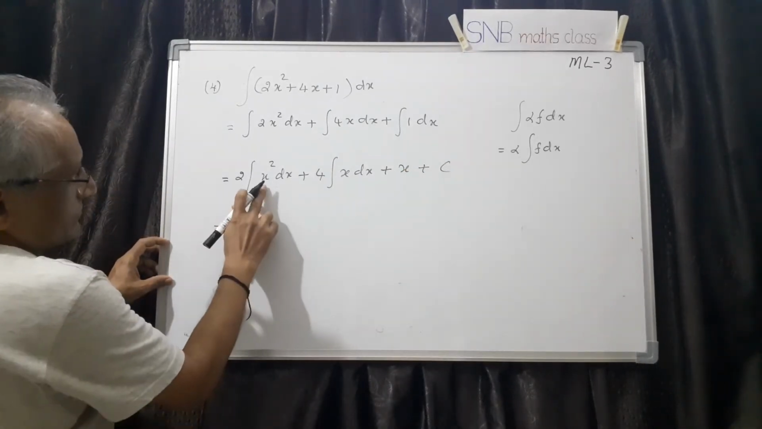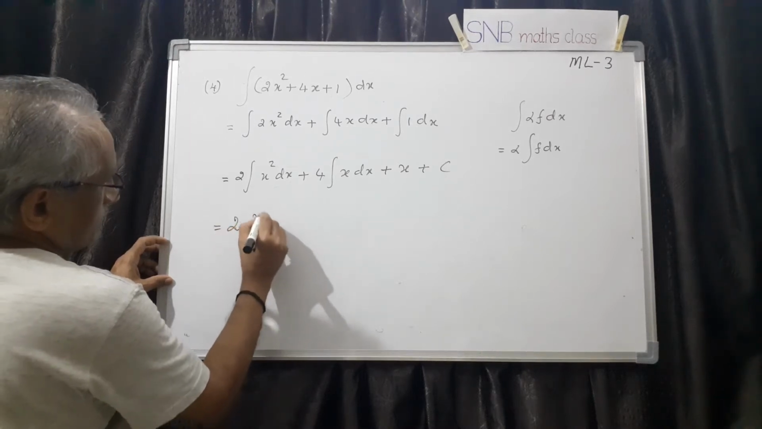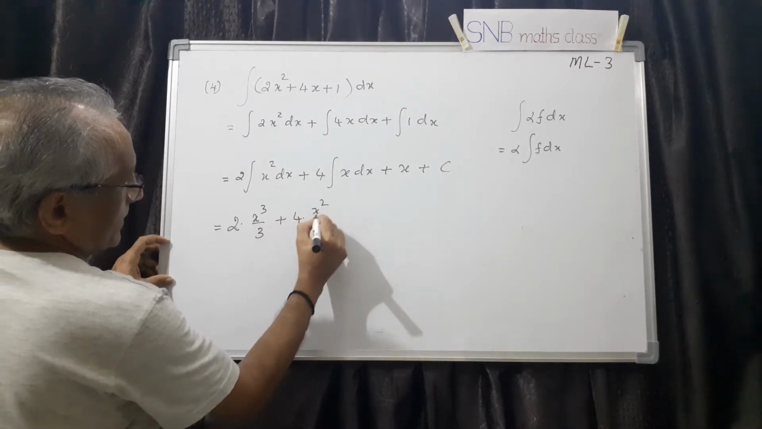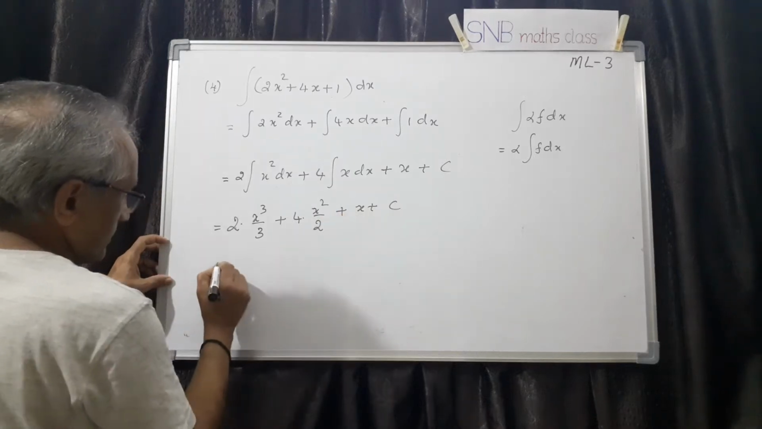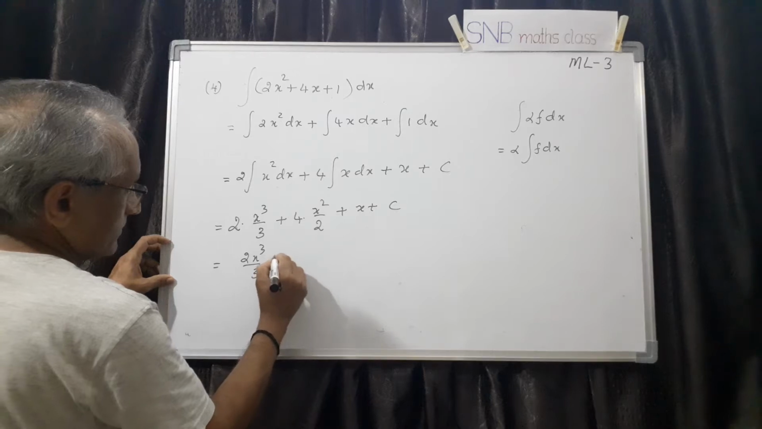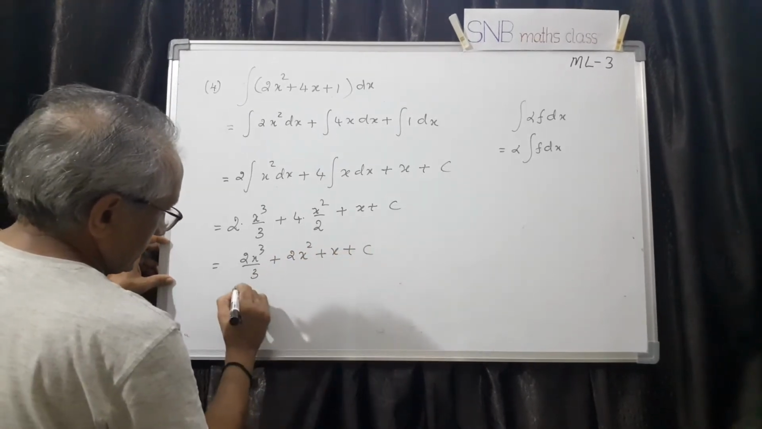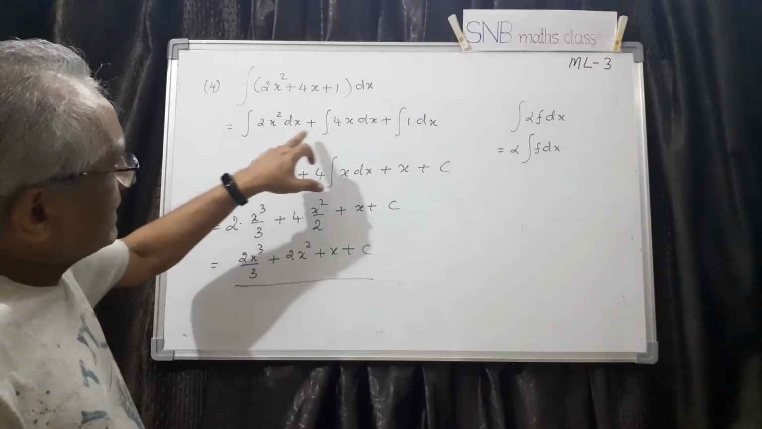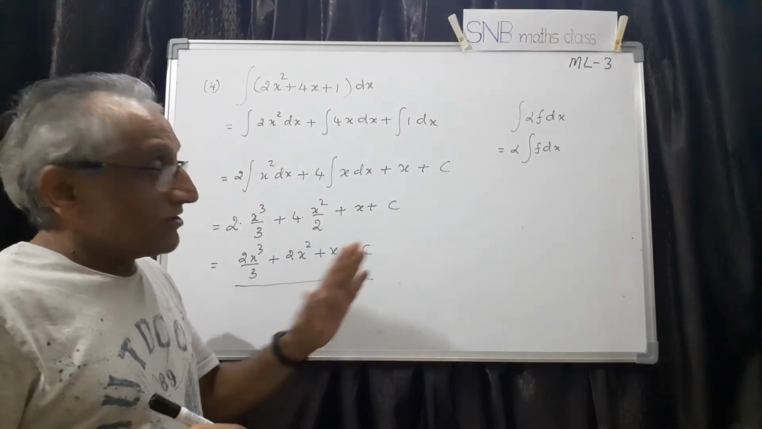So now you write this one, x cube. So 2 into x cube by 3 plus 4 into x square by 2 plus x plus c. And the final, of course, you can simplify this: 2x cube by 3 plus 2x square plus x plus c. This is the final answer. Normally, in the beginning, you should write all these steps so that you will remember the property, the rule, formula required for this one.